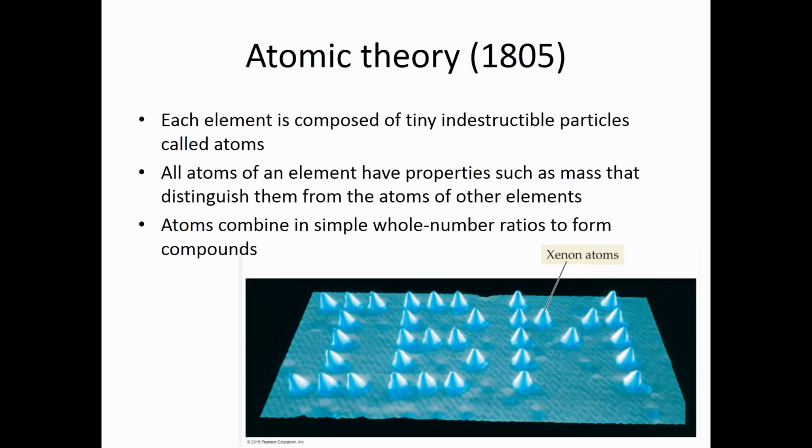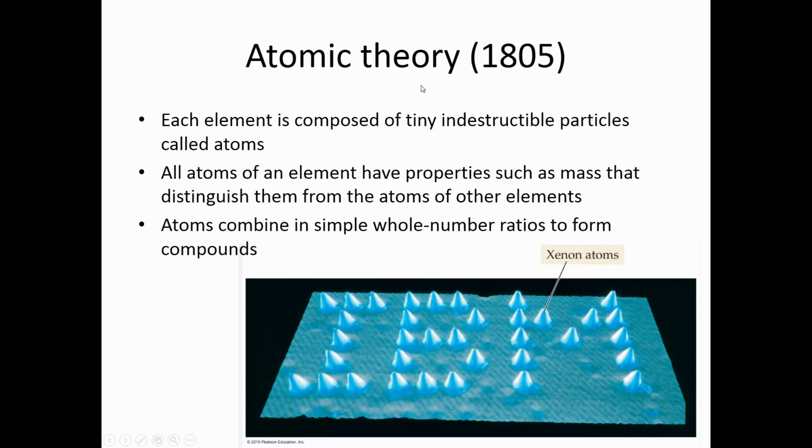Okay, so let's go ahead and get started. I want to talk a little bit about some historical things here to set up our discussion of the periodic table. So I want to start with atomic theory. This idea is over 200 years old now, and the idea is that each element is composed of tiny indestructible particles called atoms. All atoms of a particular element have properties that distinguish them from atoms of other elements, and atoms combine in simple whole number ratios to form compounds. These are the ideas of atomic theory.